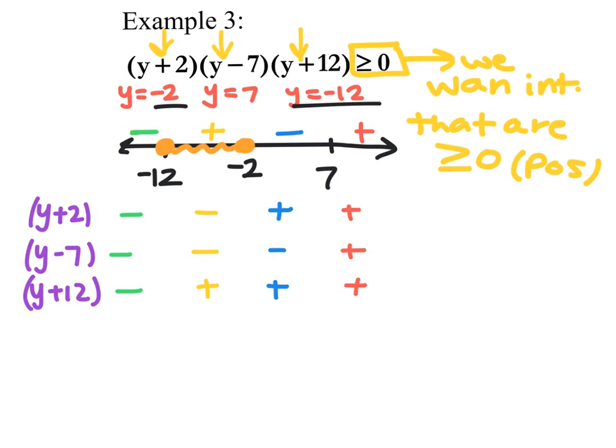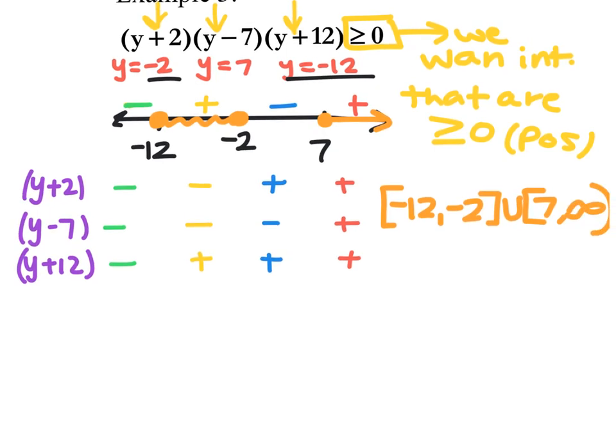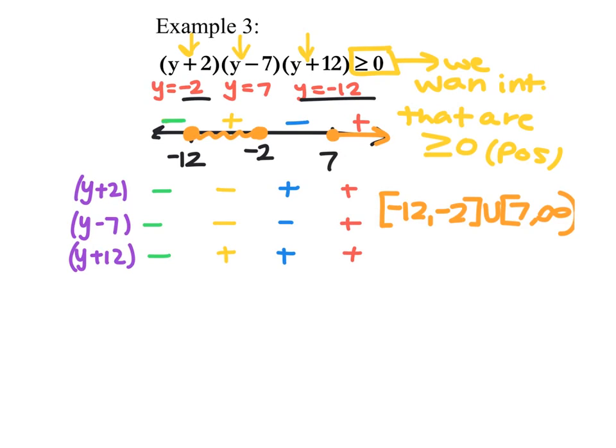To write this first interval, I have a bracket, negative 12 to negative 2, in union with 7 all the way going out to infinity. That 7 gets a bracket, to infinity, parenthesis. And that is it, guys. That's how it's done. That's the answer.